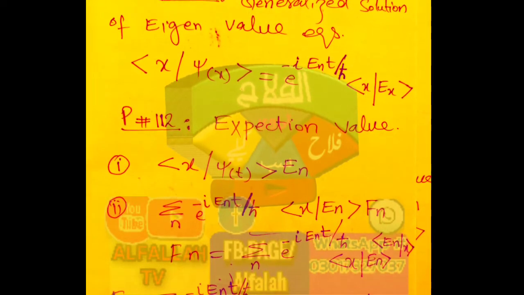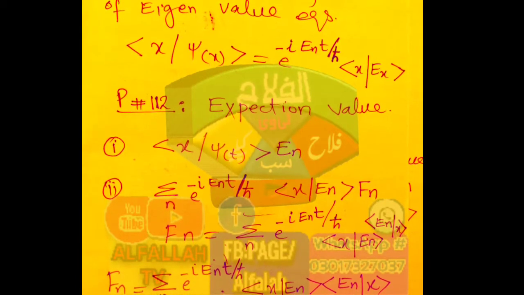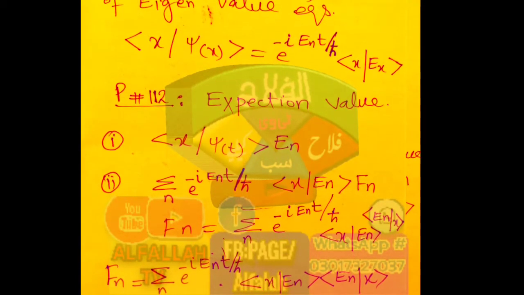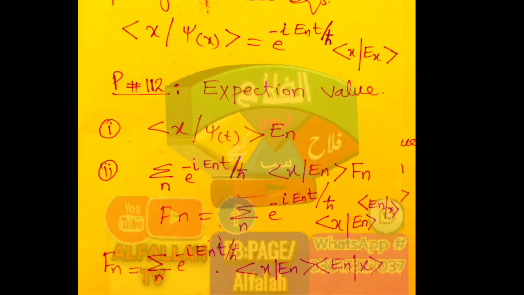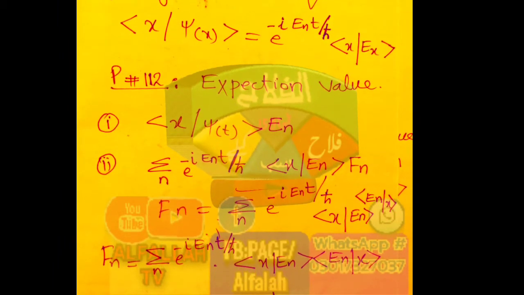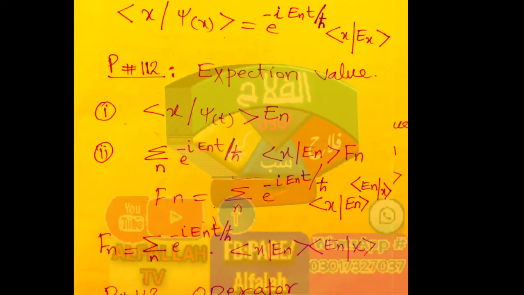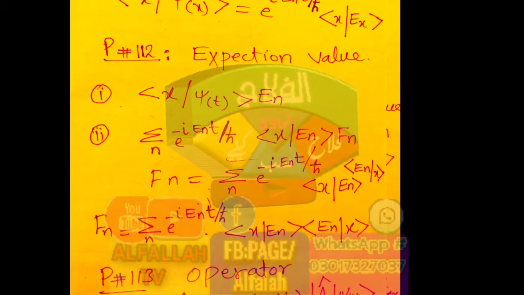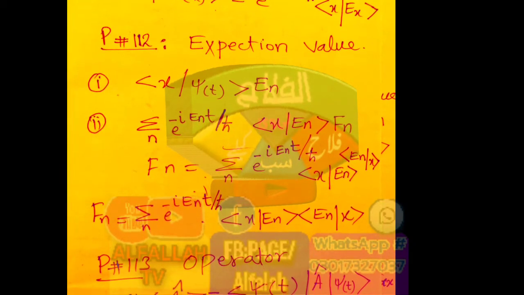⟨x|ψ(x)⟩ is equal to e^(−iEn t/ħ) × ψ(x). Expectation value is the point number 112. Number 1, ⟨x|ψ(t)⟩. Number 2, En e^(−iEn t/ħ). ⟨x|En⟩ Fn. Fn is equal to Σn e^(−iEn t/ħ) ⟨x|En⟩ ⟨En|x⟩ is the final equation.